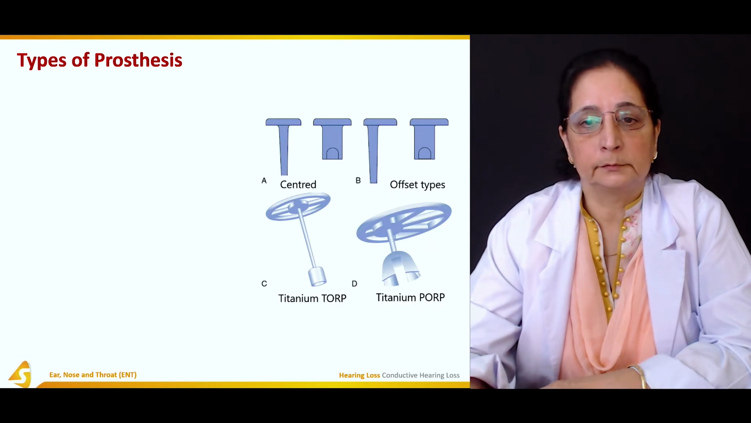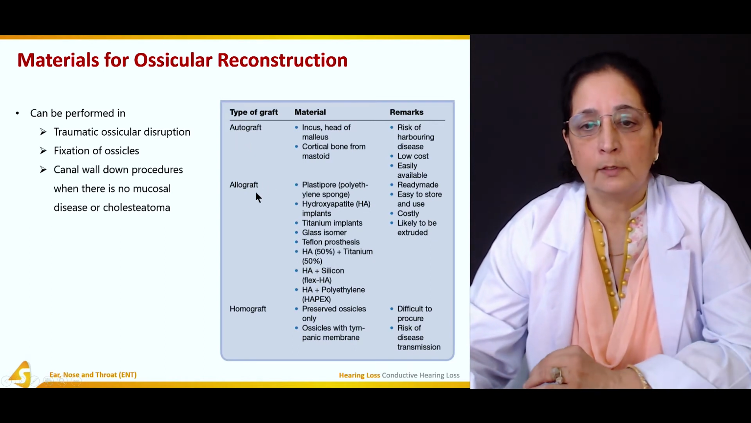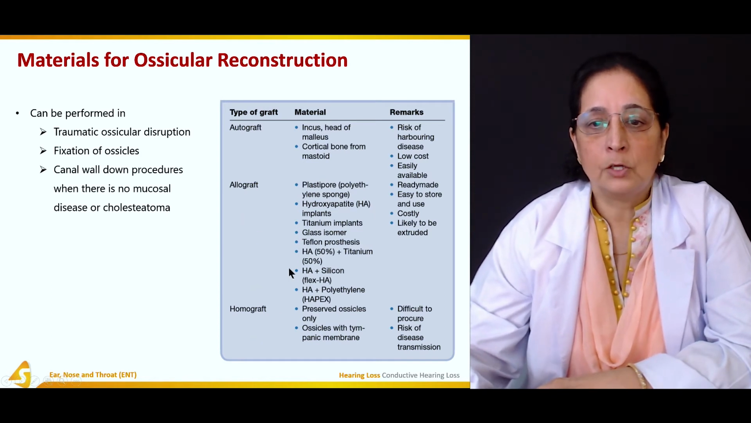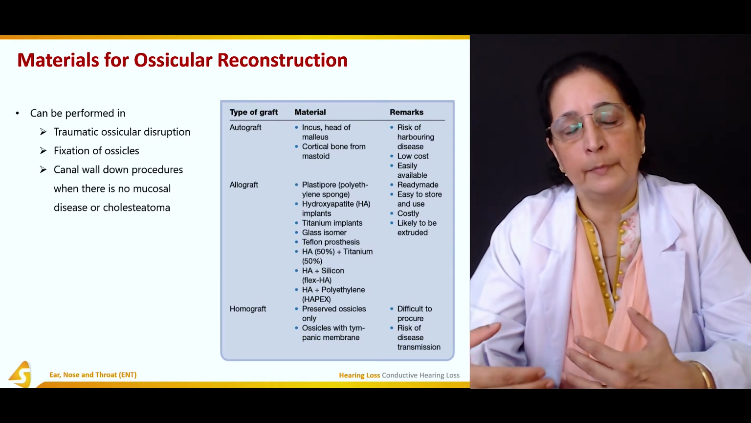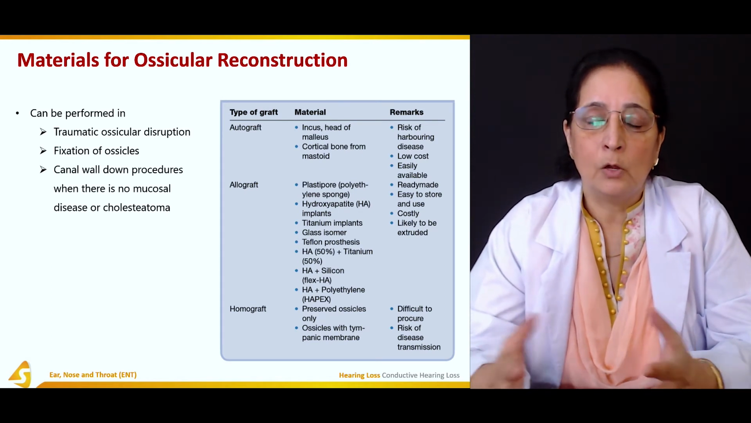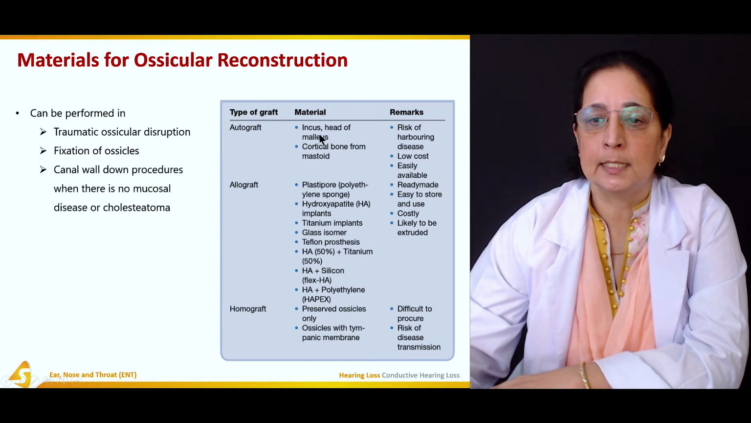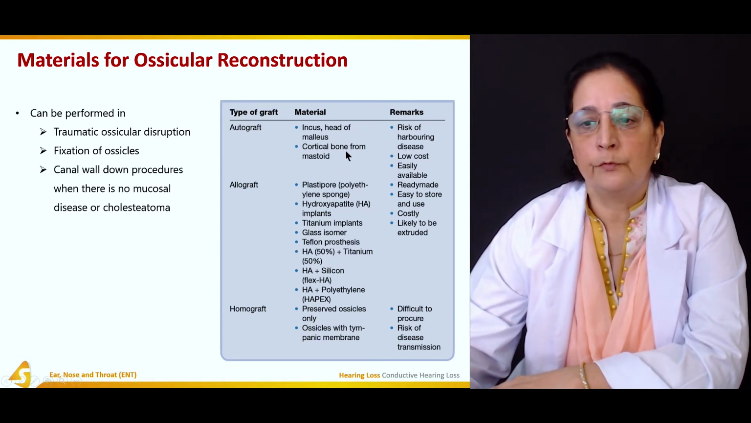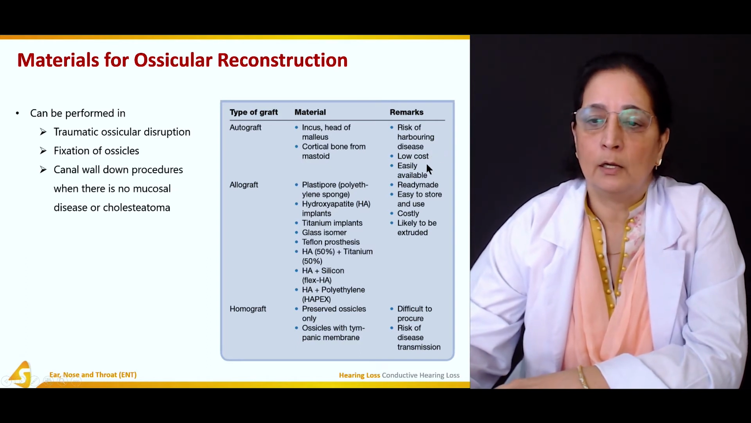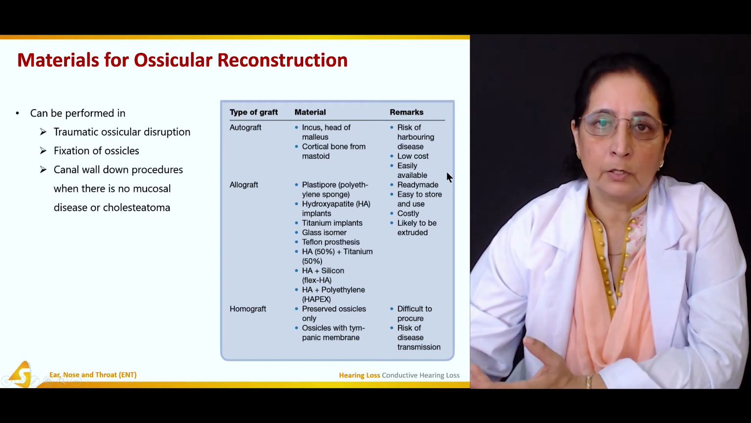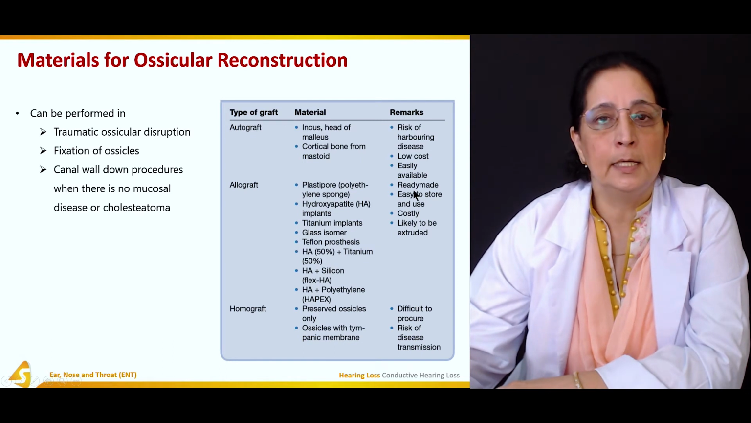These are some types of grafts used for ossicular reconstruction. We have autograft, allograft, and homograft. Autograft is a graft which is obtained from one's own body. Allograft is the graft which is obtained from another person of the same species, and homografts are grafts obtained from cadavers of different species. Autograft materials are incus, head of malleus, and cortical bone from the mastoid. They carry a low risk of harboring disease. They are low cost and easily available, because the patient is the donor.